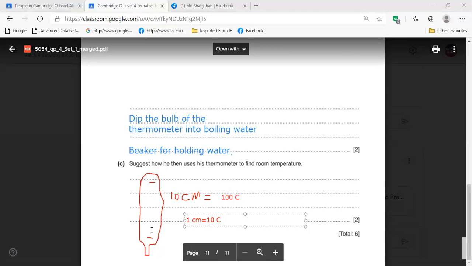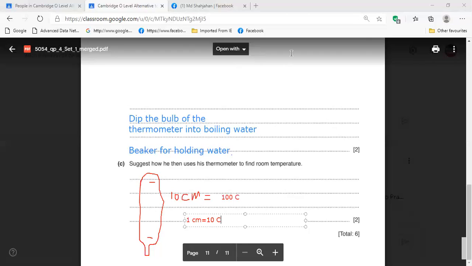Is it clear? But, sir, they asked how to find room temperature. Okay, fine, very good. You first calibrate the thermometer. Now your thermometer is ready to find any temperature, right? So you will just keep the thermometer anywhere in your room. Then you will see the reading on the thermometer, and that gives you the room temperature. Is it clear now?